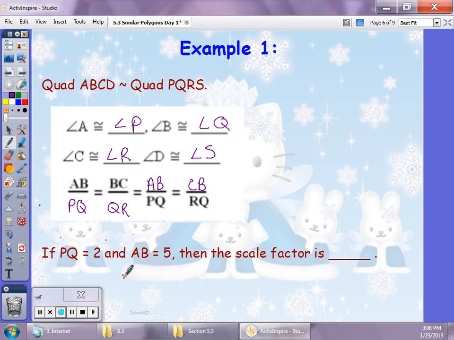So if PQ equals 2 and AB equals 5, then the scale factor is, well, if you look up here, PQ is similar to AB, also using what we know down here. So if PQ is 2 and AB is 5, then the scale factor is 2 to 5.